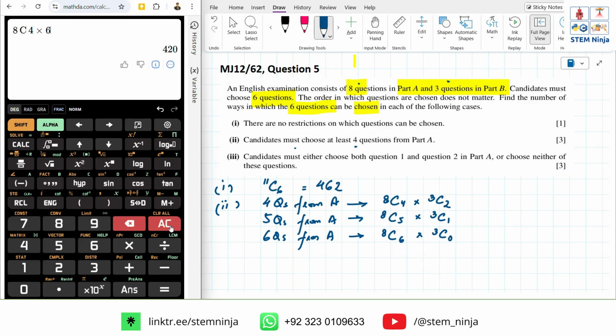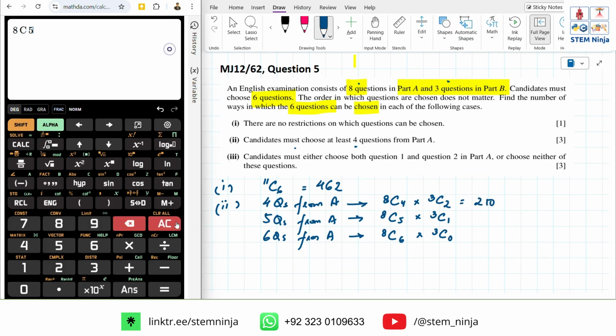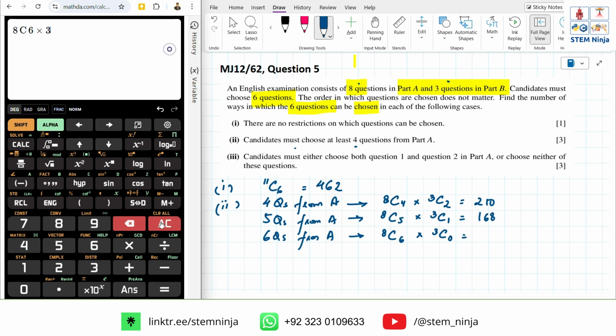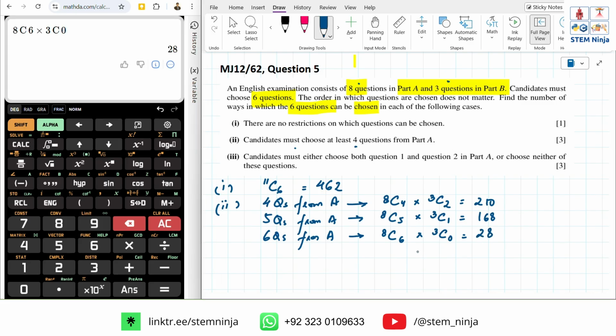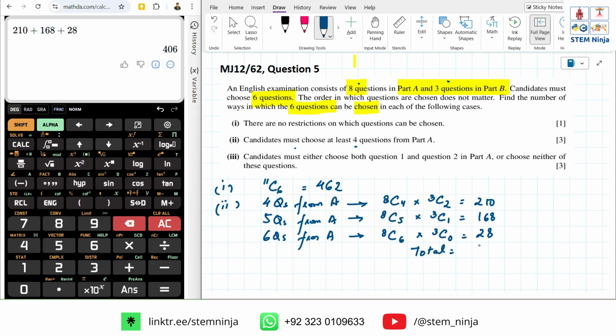8C4 times 3C2 is 210. 8C5 times 3C1 is 168. And 8C6 times 3C0 is 28. Total would be just simply the sum of all of these. So 210 plus 168 plus 28, this would be 406.